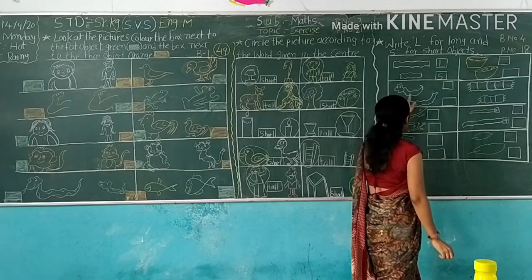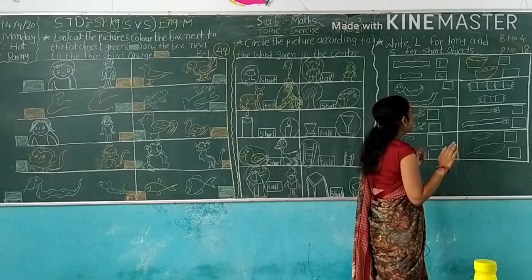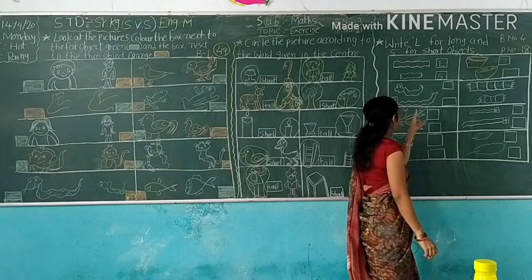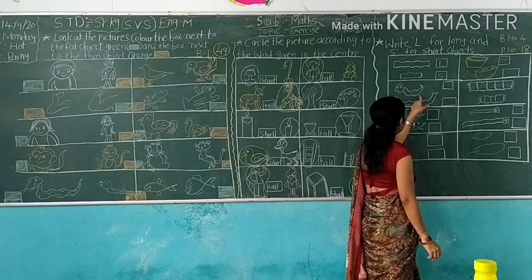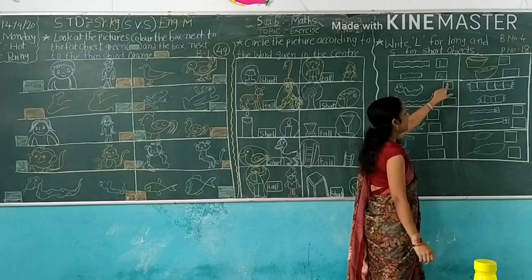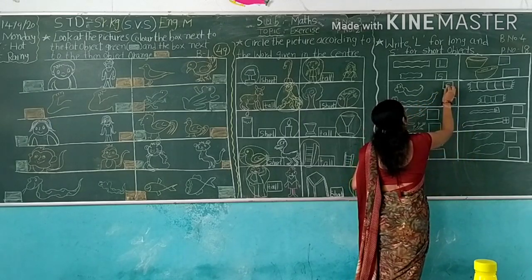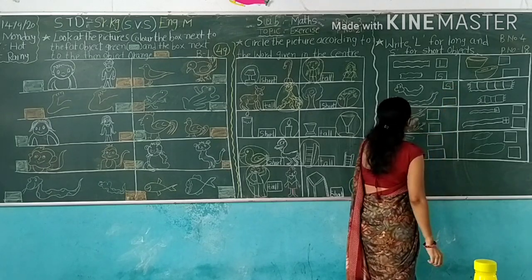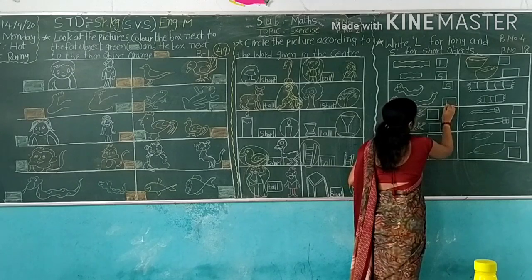Okay. Here I drawn two snakes. One is long and other one is short. So which snake is long? This? No, this snake is short. So here we write S for short. So here we write S. And this snake is long. So here we write L.